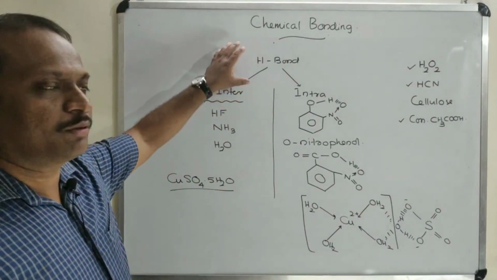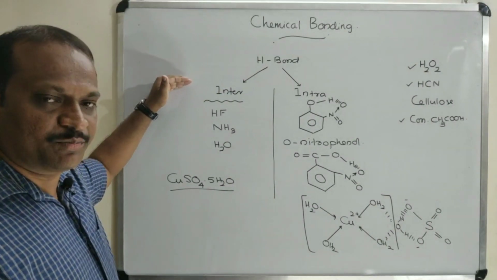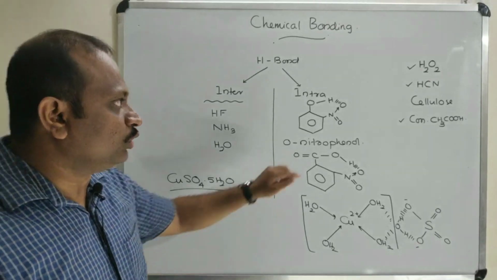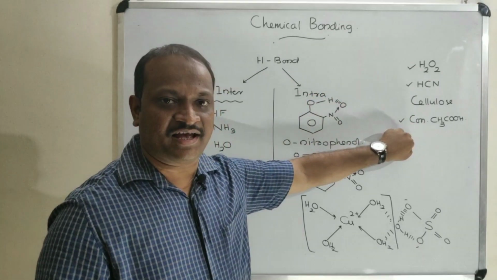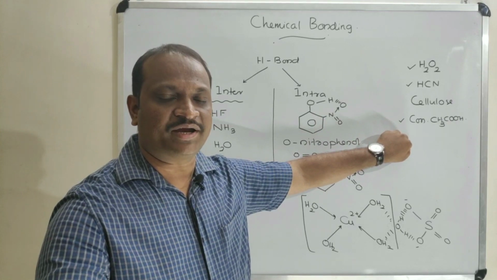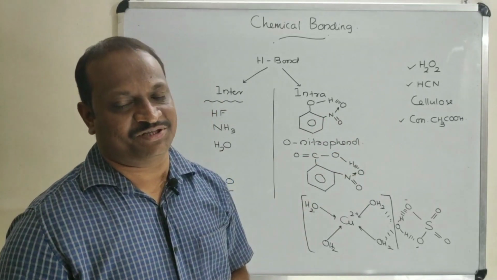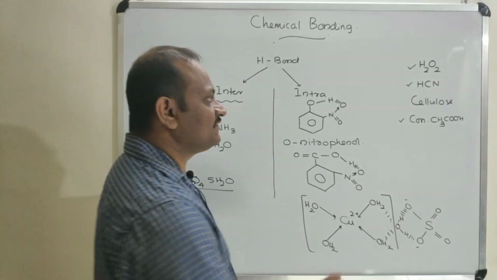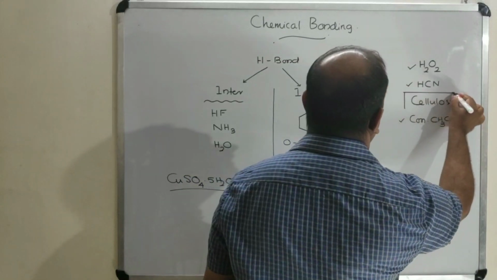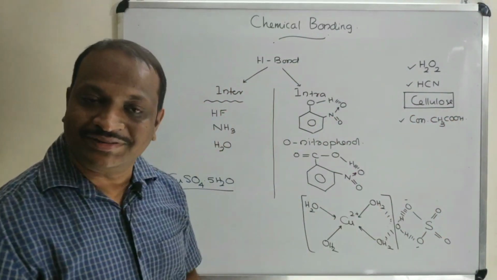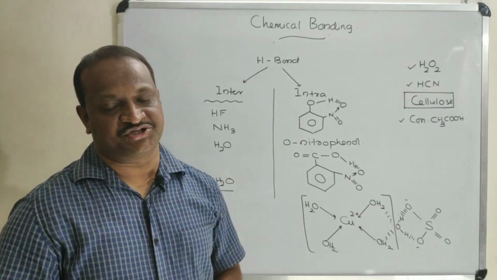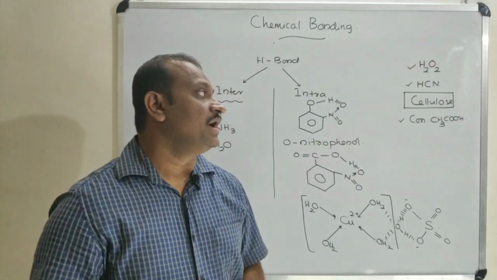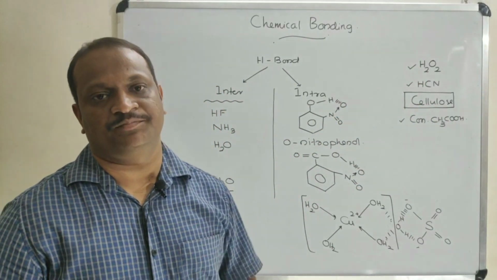Now, we are talking about hydrogen bonding. We know we have two kinds of hydrogen bonding, intermolecular and intramolecular. And we have seen some examples. I have told you H2O2, HCN and acetic acid are examples for intermolecular hydrogen bond. And now only one is left. That's a polymer. What is that polymer? Cellulose, isn't it? So in the cellulose structure, we know hydrogen bonding exists. So that's intramolecular hydrogen bond. So our answer in this case is cellulose. All other things are examples for intermolecular hydrogen bond.